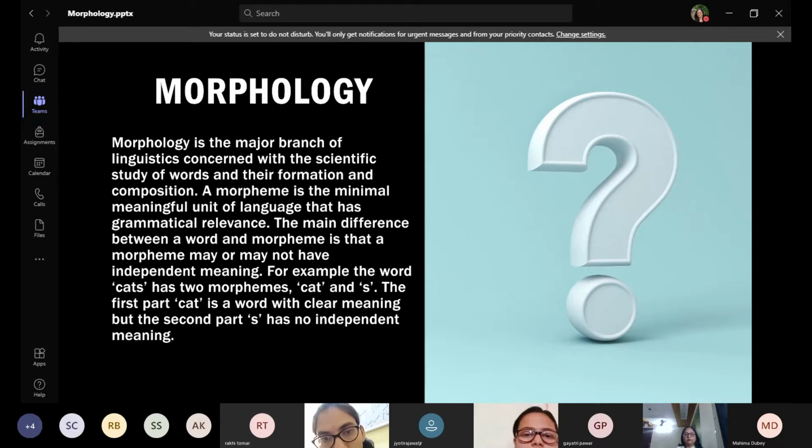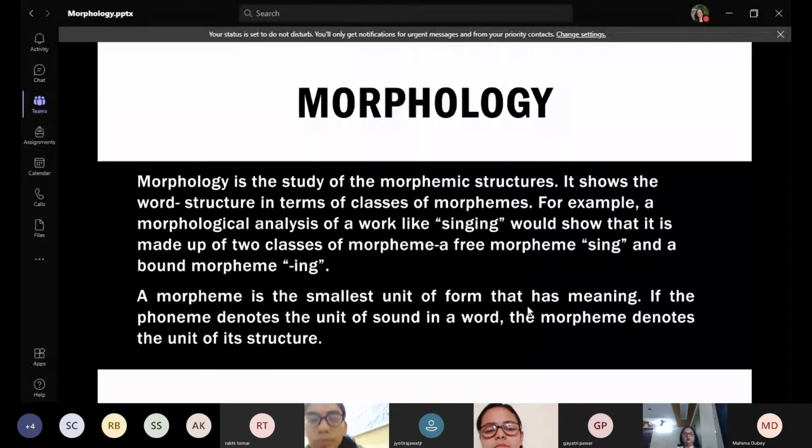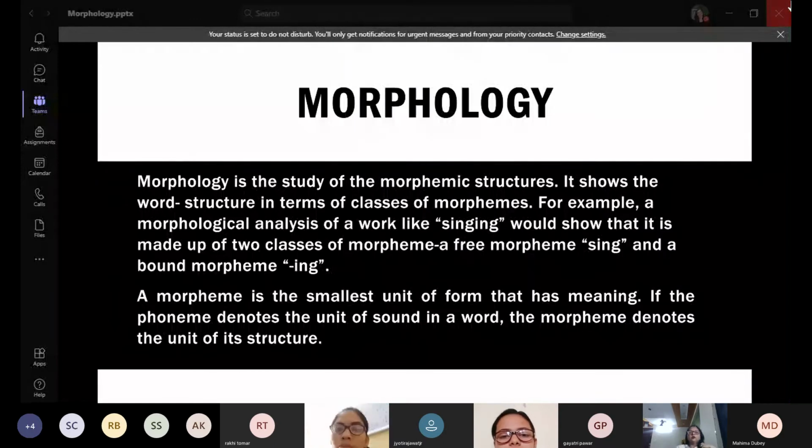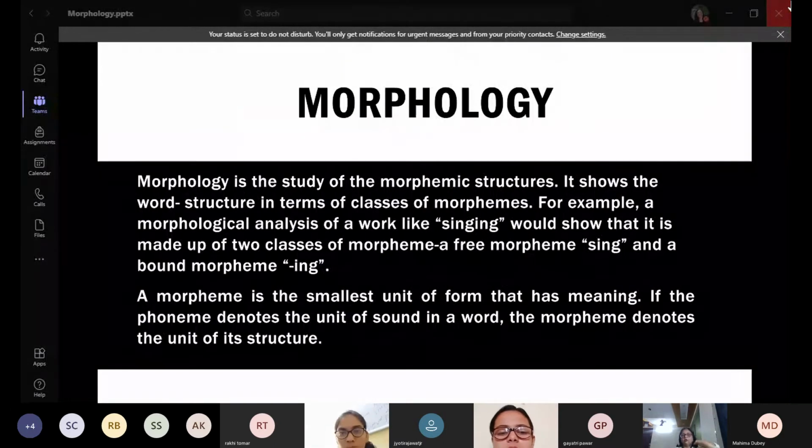So it is a free morpheme. S, the second part, has no independent meaning, so it is a bound morpheme. Okay? Yes, ma'am. Right. So this is the way to explain morphology.